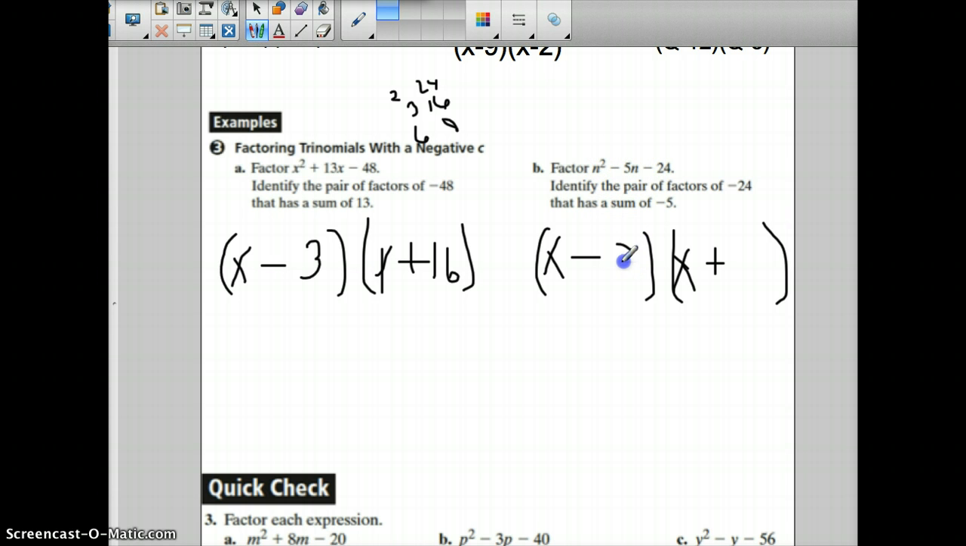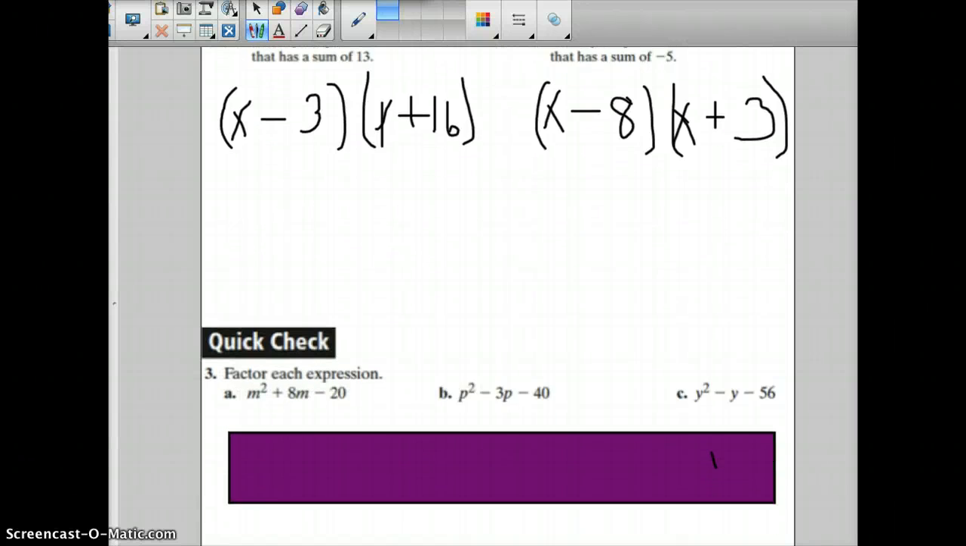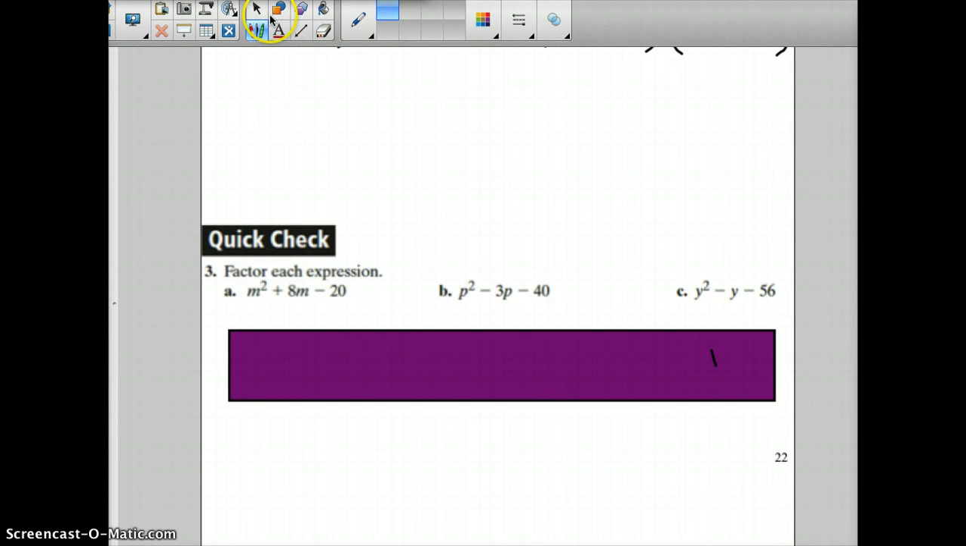So now I know I need to put the 8 here because that's going to give me negative 8 when I do my inners, and then if I put the 3 here, that's going to give me a positive 3 for my outer. So my inners make negative 8, my outers make positive 3, which has a difference of negative 5m. Go ahead and try the quick check. When you're done, restart me and check your work.